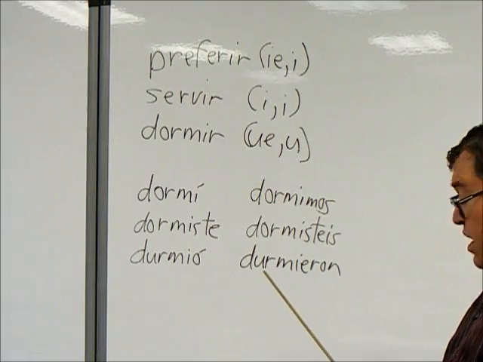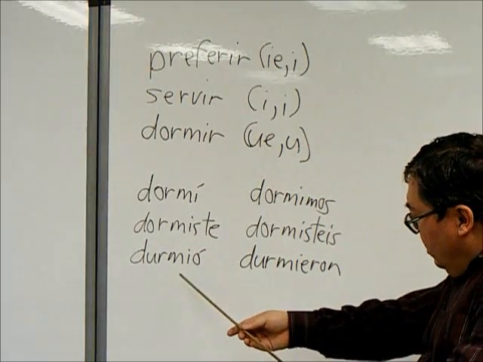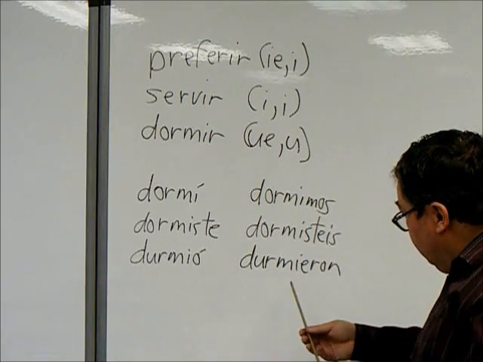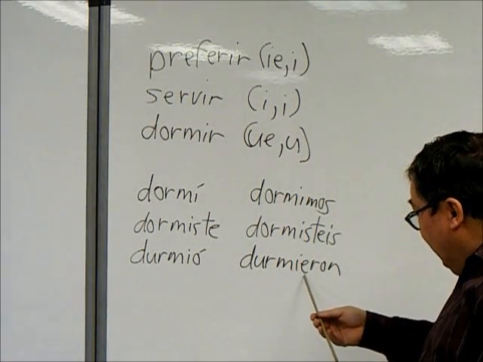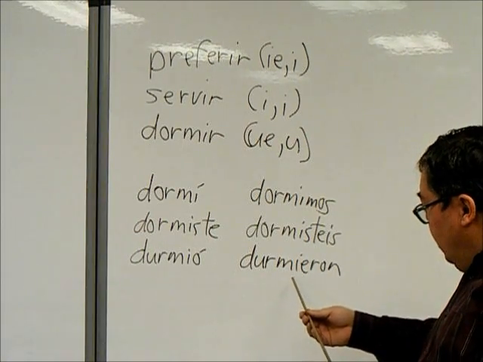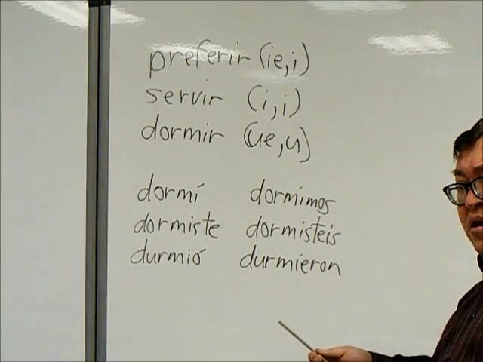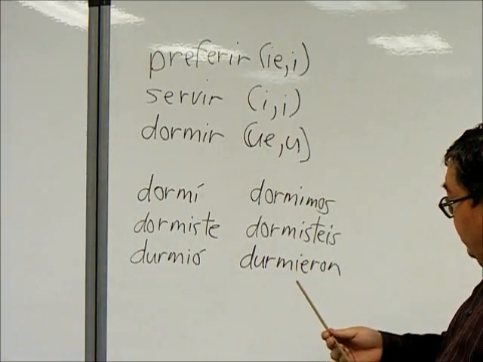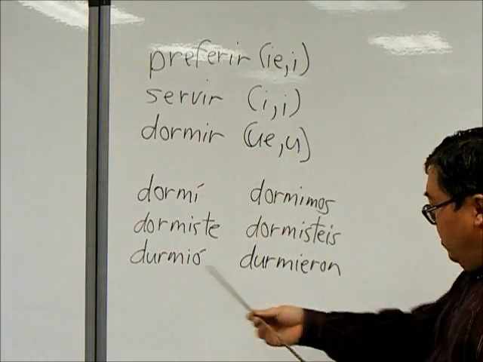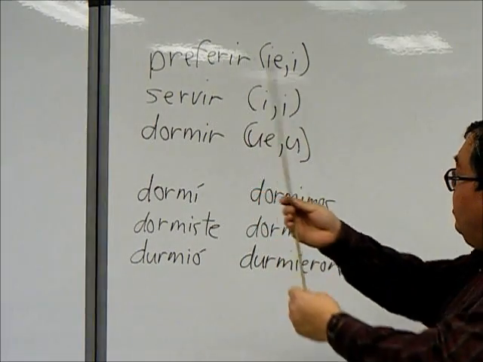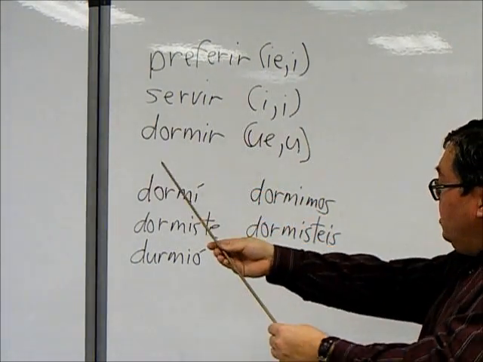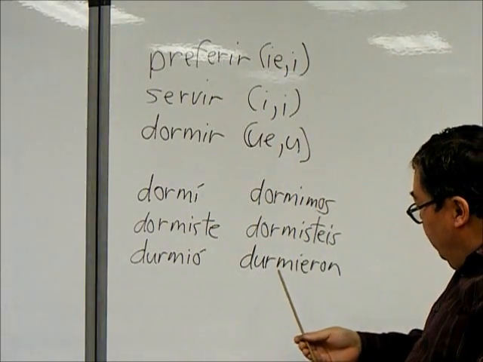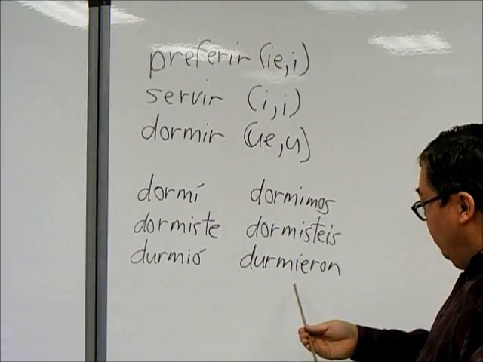Let's look, for example, at dormir that we have here on the board. You see this third person singular ending is I and O, that's 2 vowels. And we see the third person plural ending, it's IERON. And these two endings are like the IENDO for ER and IR verbs in the present participle, the ING form. And they do the exact same thing in the present participle that they do in the third person forms. Preferiendo, preferring, serviendo, serving, dormiendo, sleeping. But in the preterite, that U only shows up again in these third person forms.